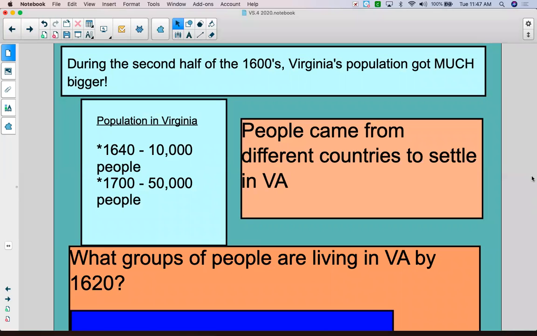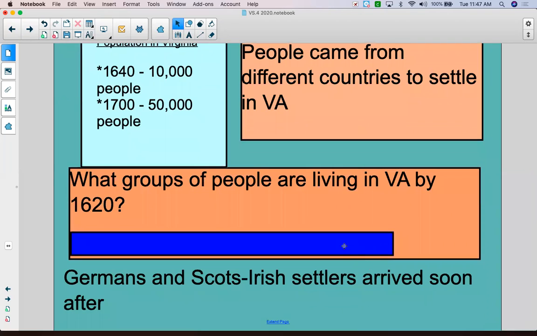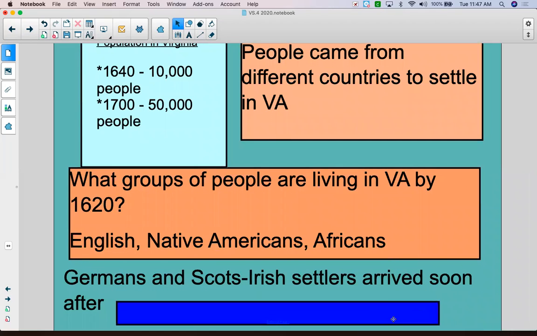During the second half of the 1600s, Virginia's population got much bigger. The population in Virginia around 1640 was about 10,000 people, and in the 1700s, it was 50,000 people. So people came from different countries to settle in Virginia. What groups were living in Virginia by the 1620s? Let's see. We had three different groups: the English, the Native Americans, and the Africans. Germans and Scots-Irish settlers arrived soon after that.